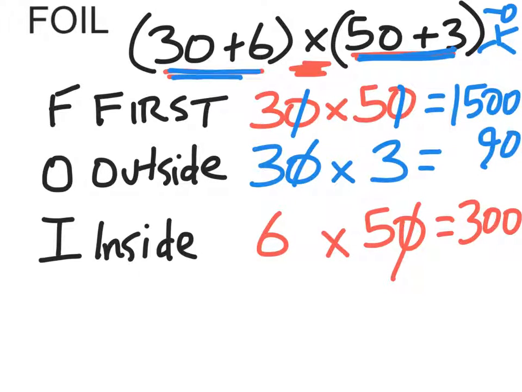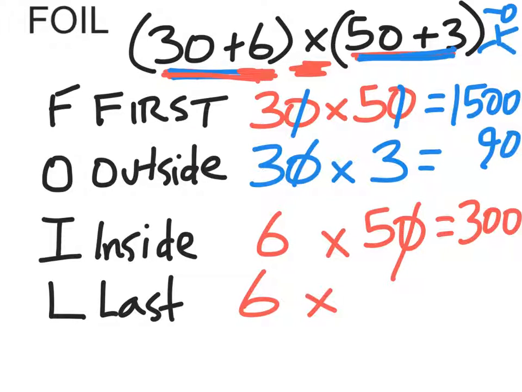Alright, we're almost done. The L in FOIL stands for last. So remember, we talked about the first number in each pair. Now we talk about the last number in each pair. In this pair, the last number is a 6, and I multiply that by the last number in this pair, which is the 3. 6 times 3 is 18.